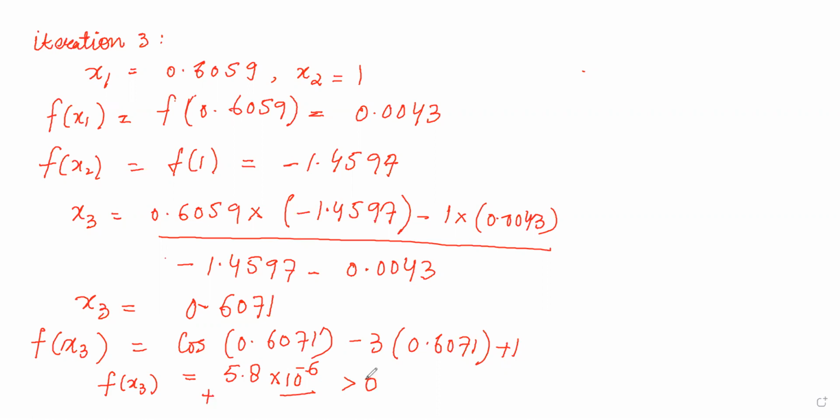So what will be the new search interval? I need not redraw the graph. I will directly go to iteration number 4. Again, you see the value of f of x3 is positive. Therefore, the new search interval, as we were doing previously, will be x1 taken equal to x3 and x2 continues to be equal to 1. This will be our new search domain. And our x3 is, by the way, equal to 0.6071. So with these values, we'll begin our iteration number 4.